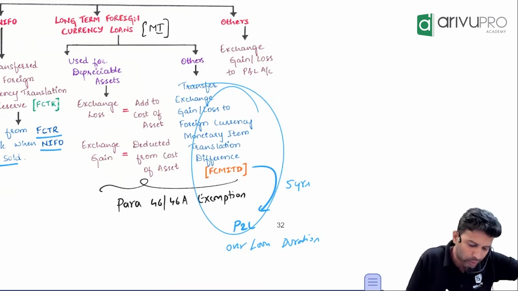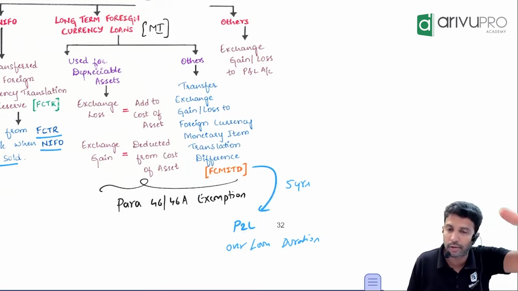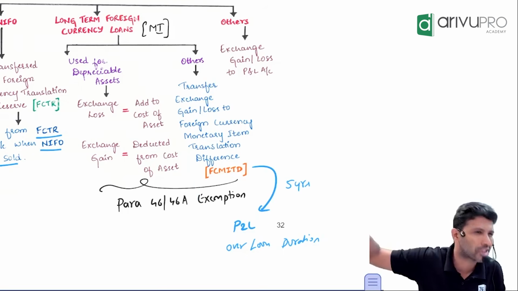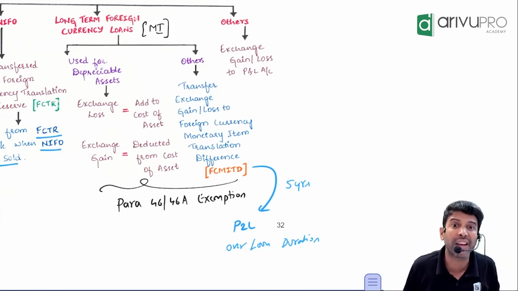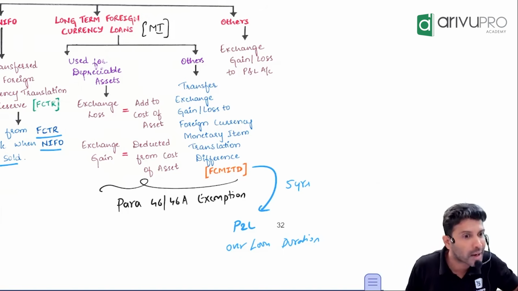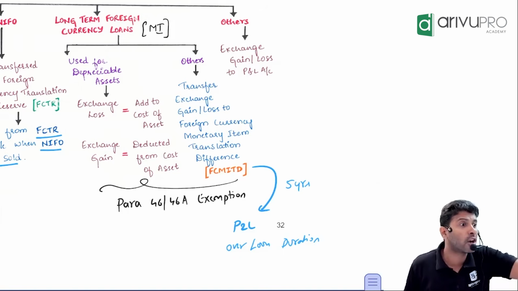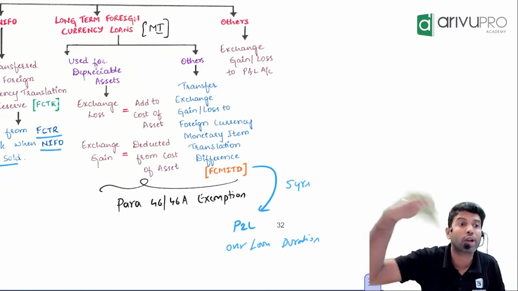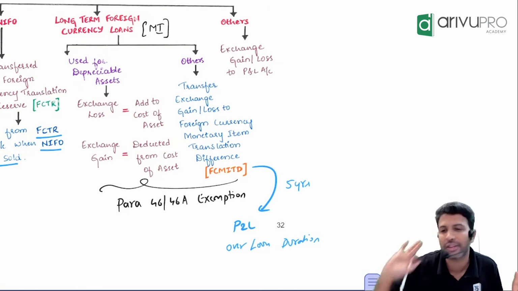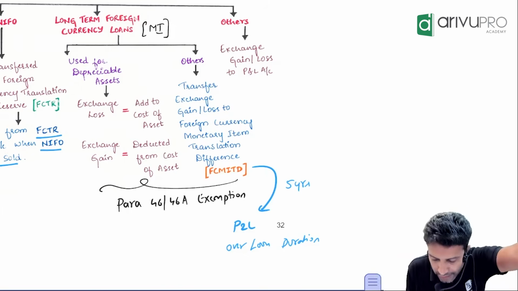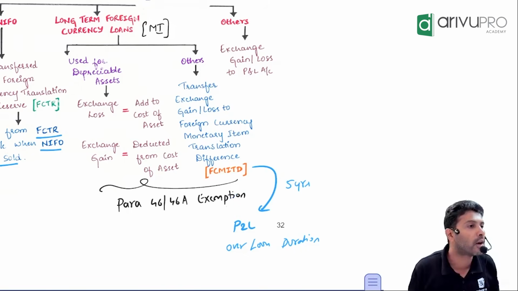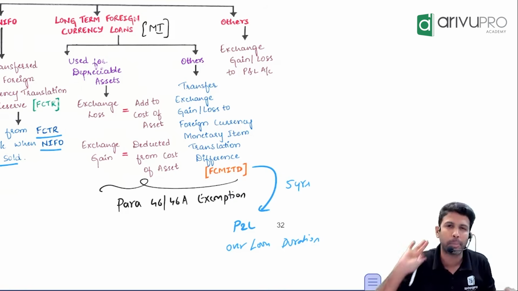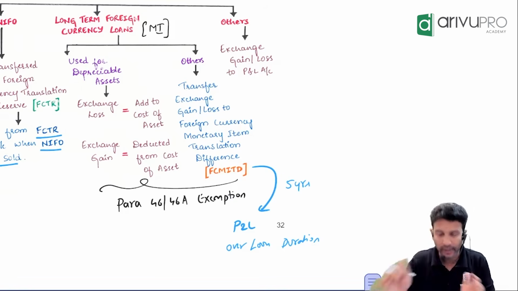But what happened? In 2003-4, there was a lot of forex fluctuation. Many companies started suffering heavy loss. They were good companies, but they were still suffering loss due to exchange fluctuation. So their P&L was taking a lot of hit. Hence, this benefit was introduced. That's all the background. So instead of transferring the loss immediately to P&L, you have an option to transfer it over the loan duration. That way, the company's position is also a little safeguarded. That's the thing.